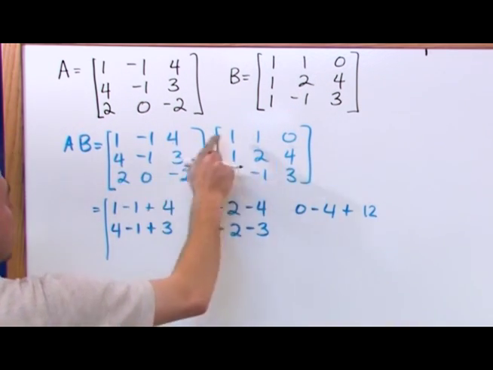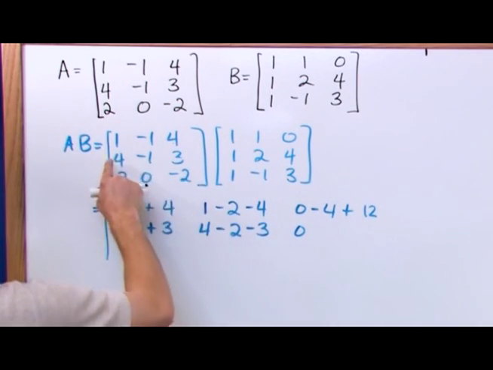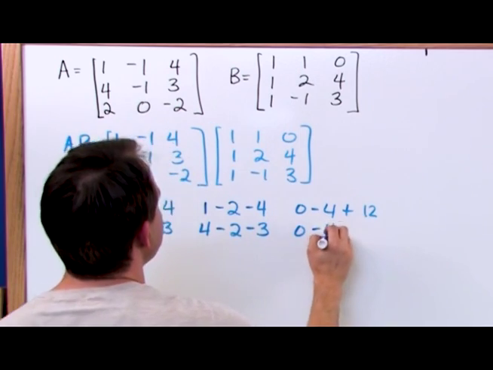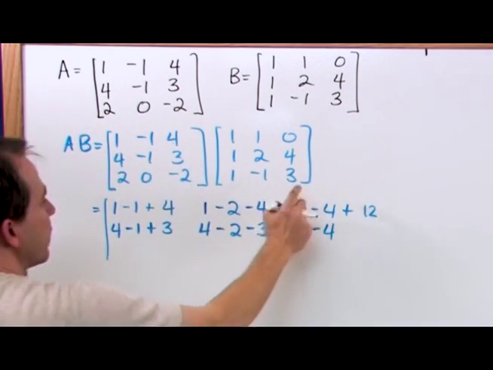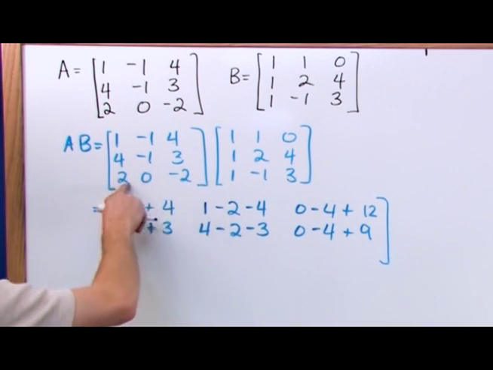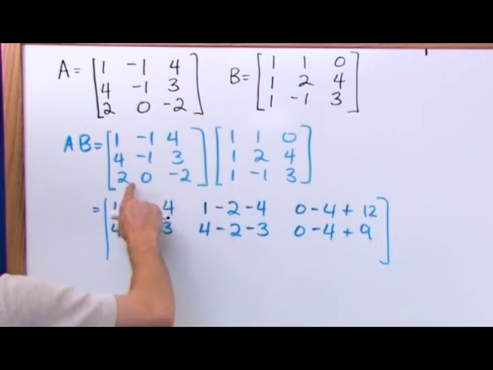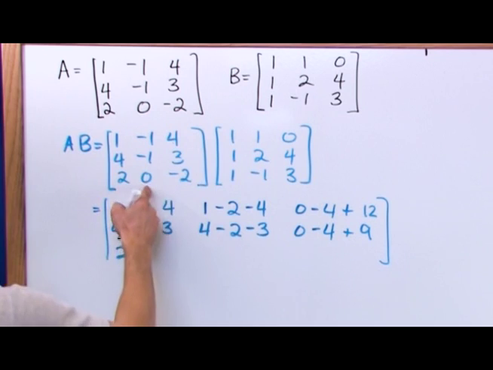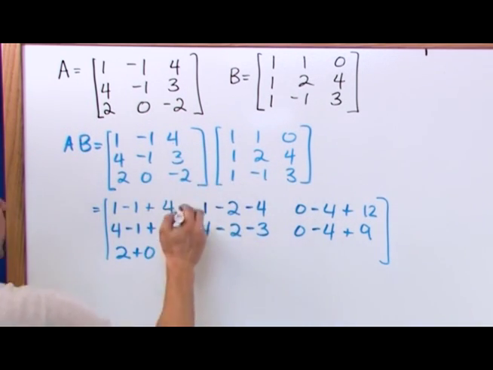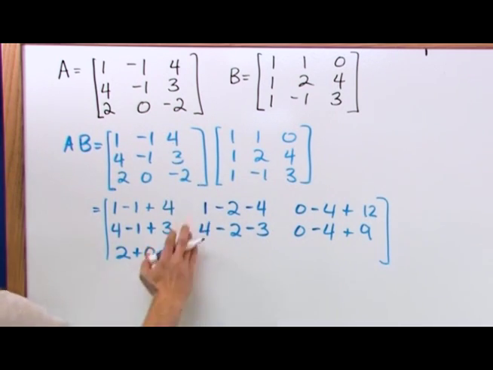Over and down. 4 times 0 gives me 0. Over and down. Negative 1 times 4 is negative 4. And then over and down. 3 times 3 gives me 9. And there's nowhere to go here. There's no more columns, so I go to the next row here and do the same thing. Over and down. 2 times 1 gives me 2. 0 times 1 gives me 0. Over and down. Negative 2 times 1 is negative 2. Go to the next column.